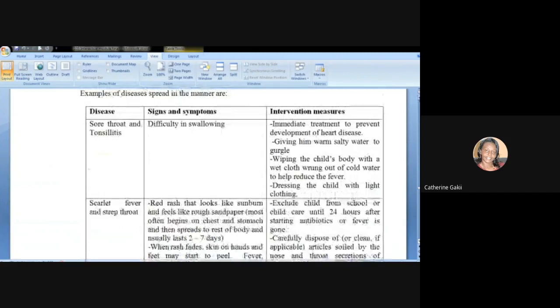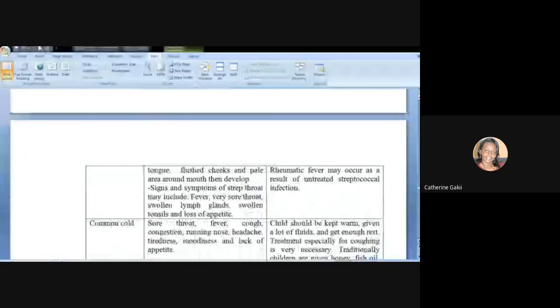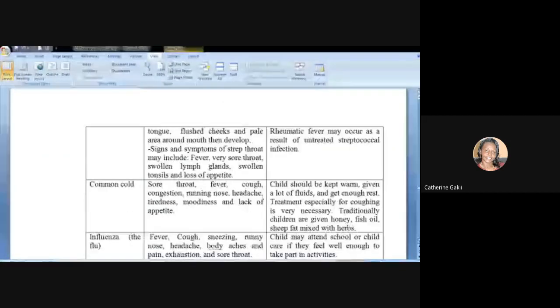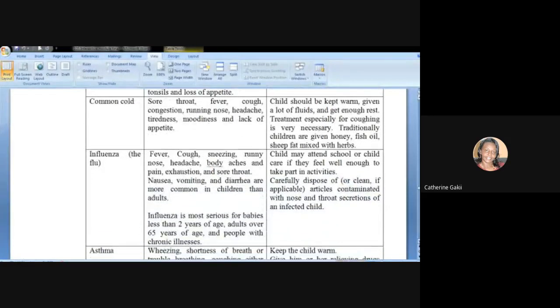The sore throat and tonsillitis, the scarlet fever and strep throat. And now the infection that we look at is the common cold. The common cold.